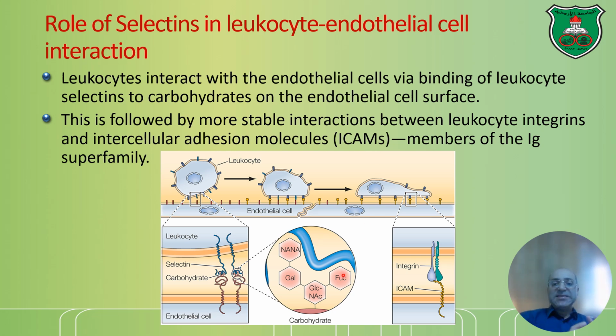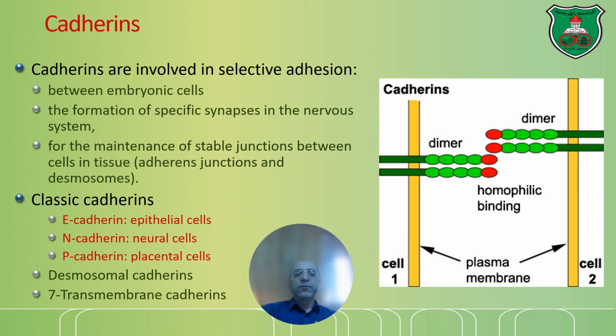So note the interaction is heterophilic, meaning selectins interact with something else. Once this interaction takes place and leukocytes stop, they can extravasate. Extravasate, what does that mean? It means they leave the vasculature. They leave the vessels. They move between endothelial cells into the tissue. And they do whatever they do. So these are the selectins. Okay, now cadherins.